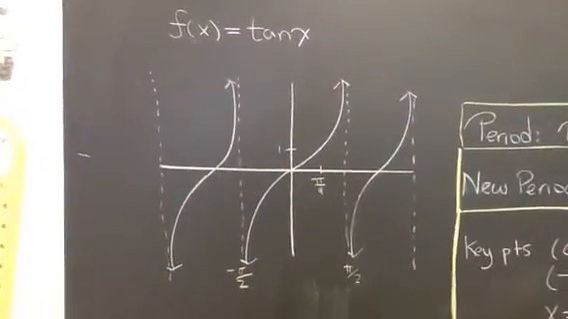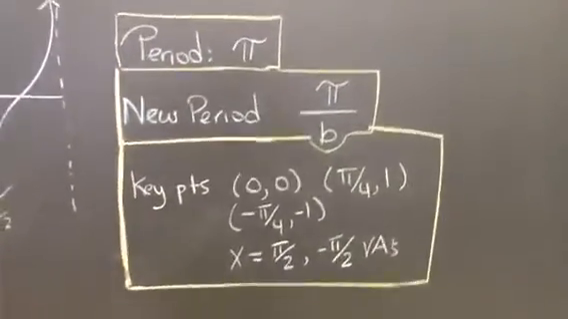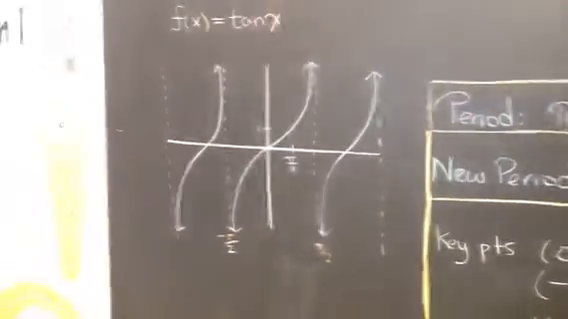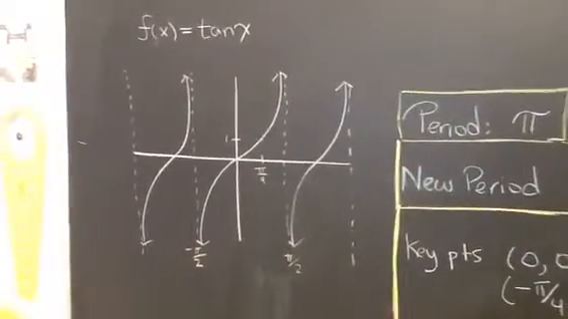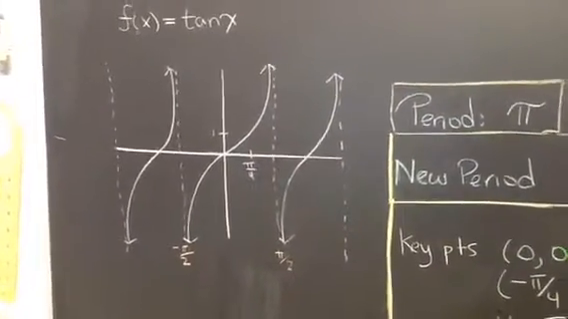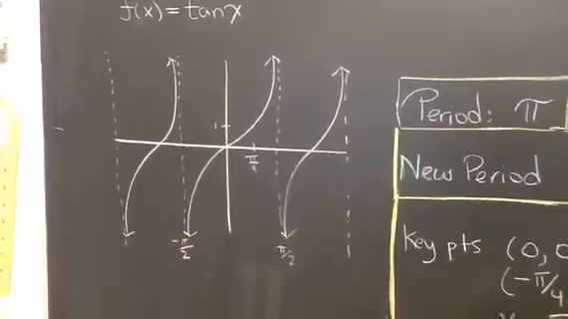So let's look at a few things about tangent. Tangent is different than sine and cosine in a few ways. Number one, it's not bounded, it's asymptotic, which means amplitude doesn't really have any meaning here, whereas amplitude does have meaning for sine and cosine.